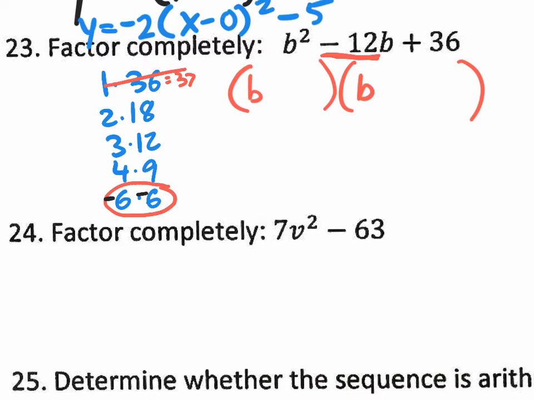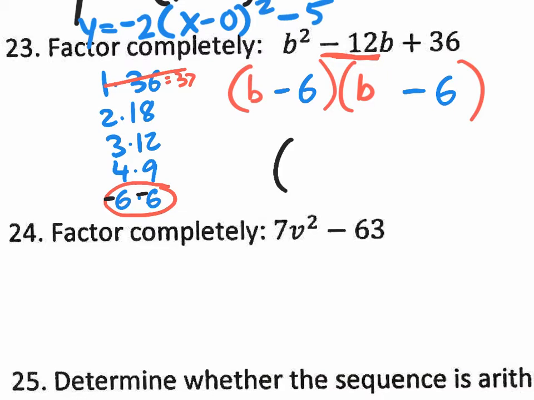See, a negative 6 and a negative 6 does give you a positive 36 when you multiply, and it does give you that b value of negative 12 when you combine. So you're going to put a minus 6 right here and a minus 6 right there. That is factored. Now, I'm not sure if they leave it like this.